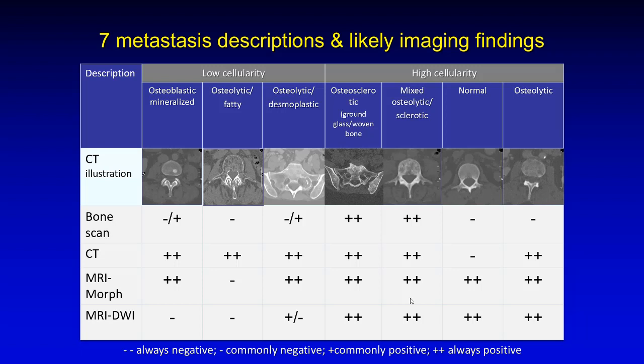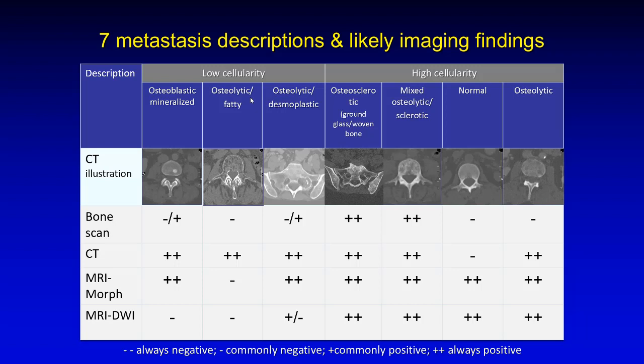So some of you are going, what's a low cellularity metastasis? How does that even work? And I'll show you, it does work. There are 3 different patterns within low cellular metastasis. There's the osteoblastic mineralized metastasis, so that makes sense. You'd expect low cellularity. But you can get an osteolytic lesion that's full of fat. That's a bit strange, and I'll show you it can happen.